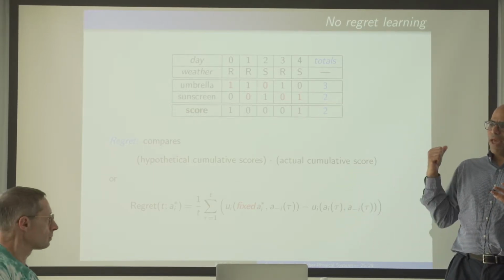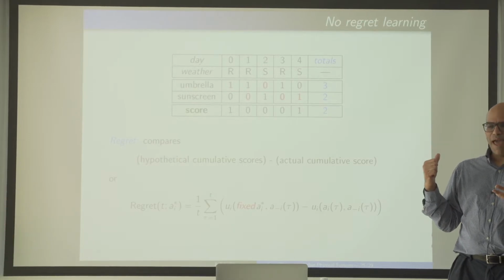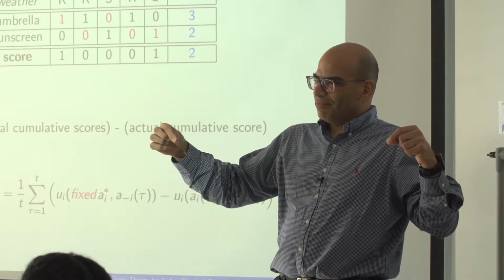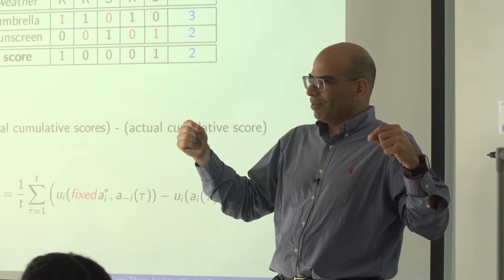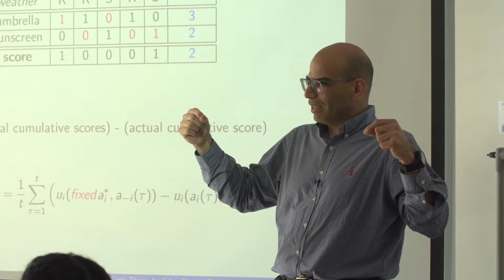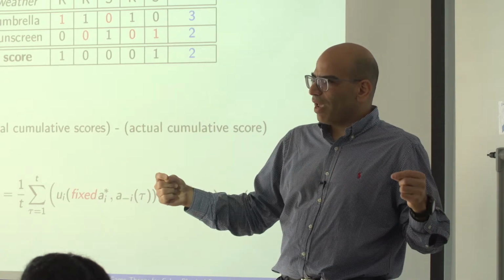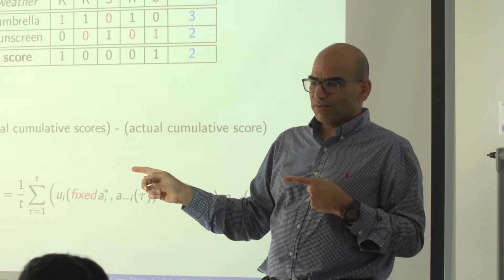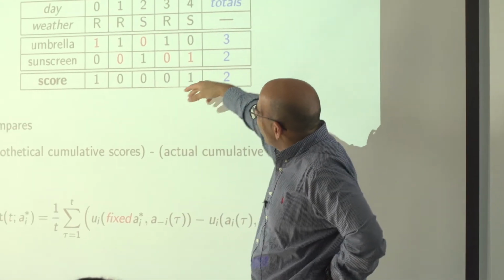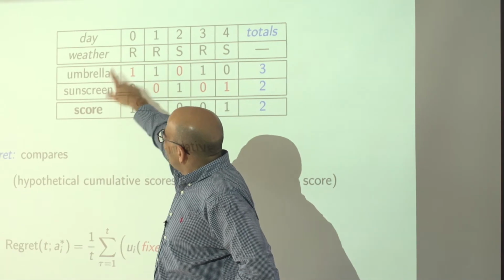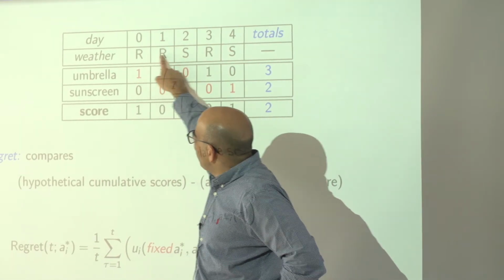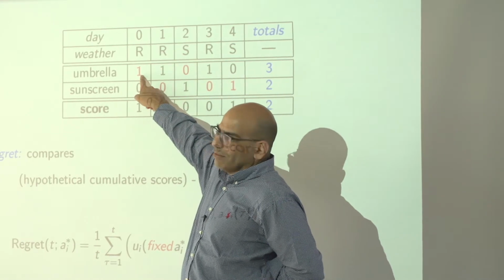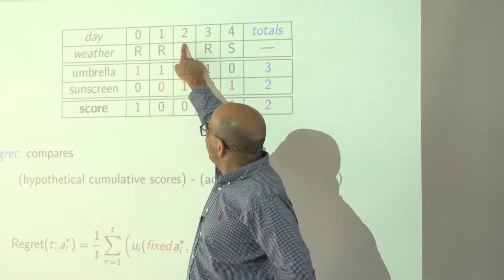I can look at the past and say, what would have happened if I had played left every day, and the other person did the same thing that they actually did? What would have happened if I had played right every day and the other person had the same history? So here I'm deciding whether or not to bring an umbrella or sun lotion, and that was what the weather actually did. So when it rained, I should have brought an umbrella.